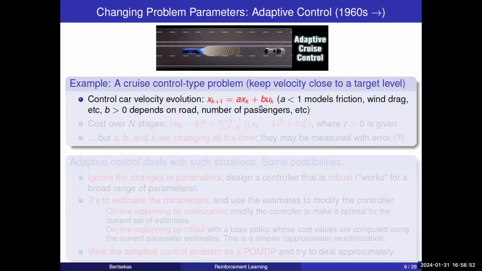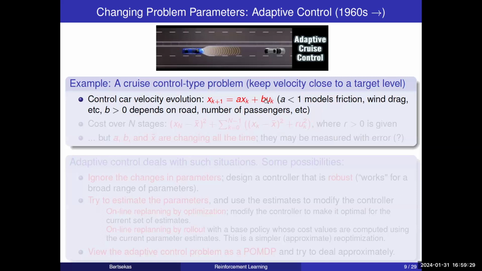And according to this simplified model, it changes according to this linear equation, where A is a coefficient that models friction, wind drag, and so on. So the velocity naturally tends to decrease. In the absence, if you didn't press the gas pedal, the velocity of the car would decrease. And there's another term, which is an acceleration term. UK relates to how much you push the pedal, how much propelling force you apply to the car.